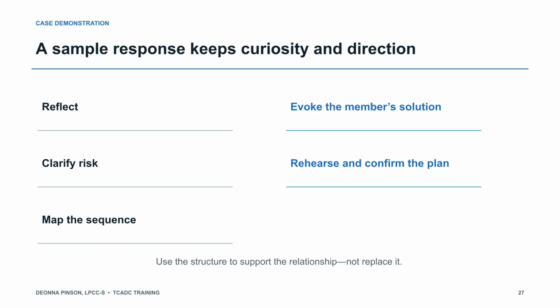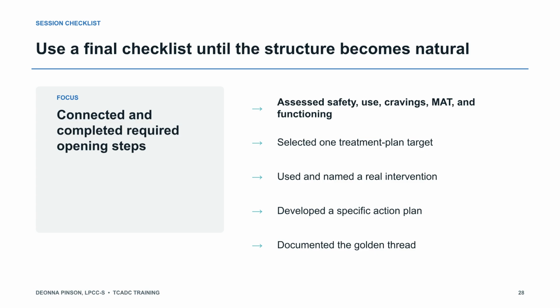In a successful case demonstration, a counselor reflects on the member's risk, maps the sequence of the high-risk event, and then helps the member identify their own solutions. Rehearse the plan, confirm the member's confidence, and ensure they leave with a clear, realistic action to support their recovery until the next session. Until this structure becomes natural, use a post-session checklist.